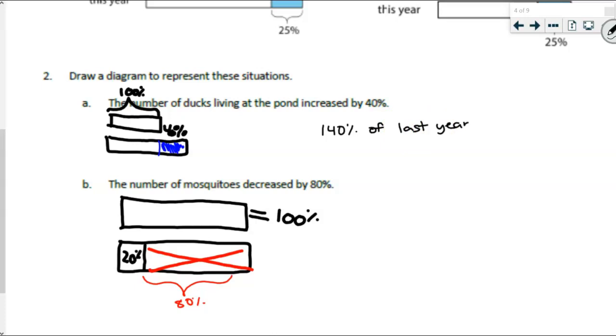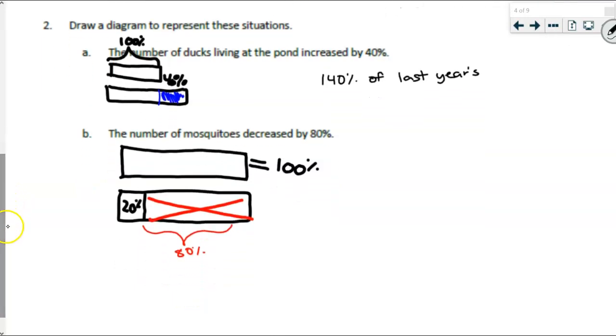If we have a 40% increase, that's 140% of last year's. And this diagram also has it labeled for us. 80% of it is gone, that's why it's X'd out, and I'm left with just 20%. So there are now, what is the number I would use? 20%. 100% minus that 80% is 20% of last year's. Okay, great job.